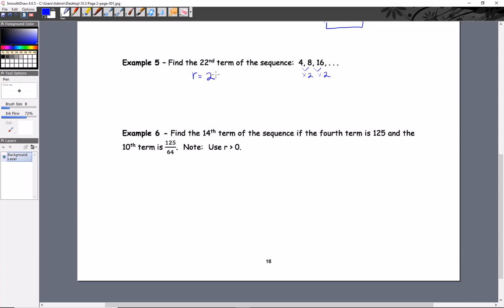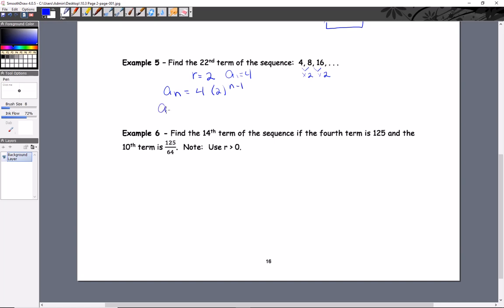And our first term here is going to be 4. All right, so I think that's going to enable us to write out the rule for this. So a sub n is going to be 4 times 2 to the n minus 1 power. And now we need to find the 22nd term.